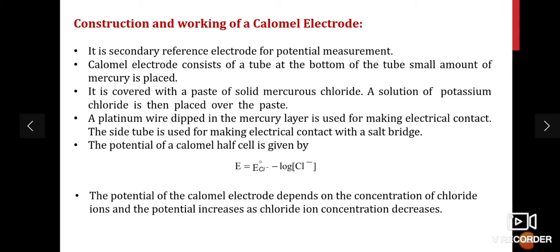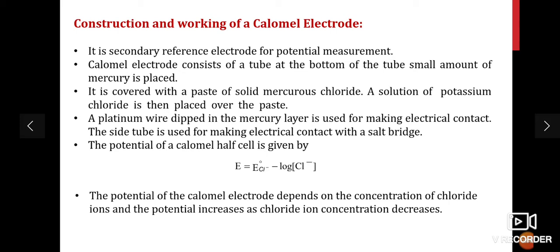There are two types of reference electrodes: primary reference electrode and secondary reference electrode. Standard hydrogen electrode comes under primary reference electrode. Calomel electrode comes under secondary reference electrodes. So calomel is a secondary reference electrode for the potential measurement.